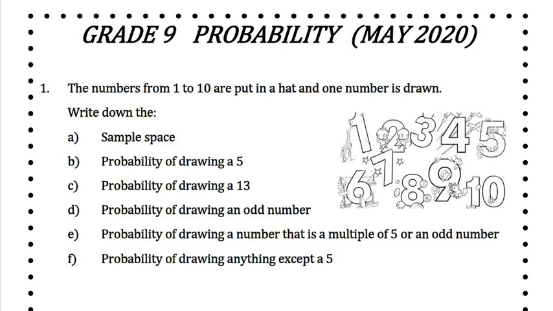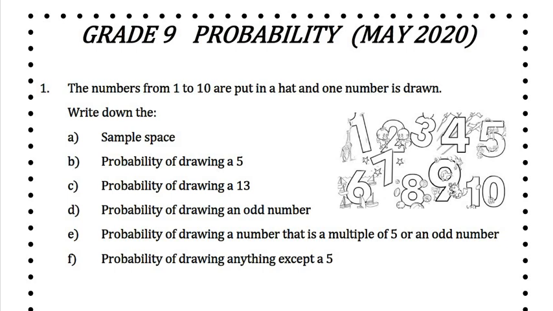Okay, grade 9. So today we're going to have a look at probability, and this exercise contains everything that you need to know regarding probability for grade 9. The first question that we're going to have a look at is: the numbers from 1 to 10 are put in a hat and one number is drawn. Write down the sample space.